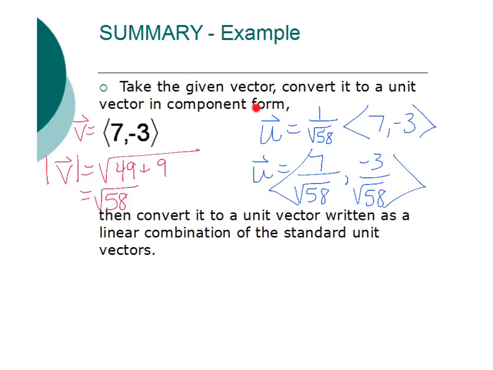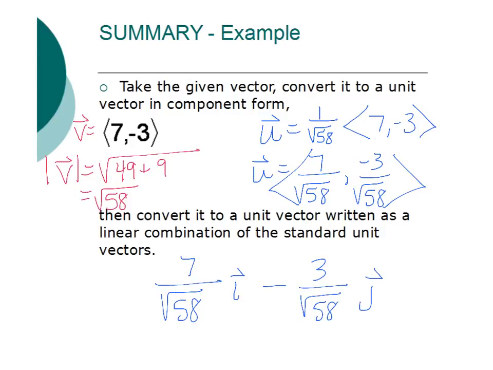So we've done part 1. Now, can we take that unit vector that's written and write it as a linear combination of the standard unit vectors? Well, sure. It just means grab the two components and multiply them by the standard unit vectors. Oops, you know what? That's a plus. So it's a plus and negative. I would rather call that a minus. And we've got it.